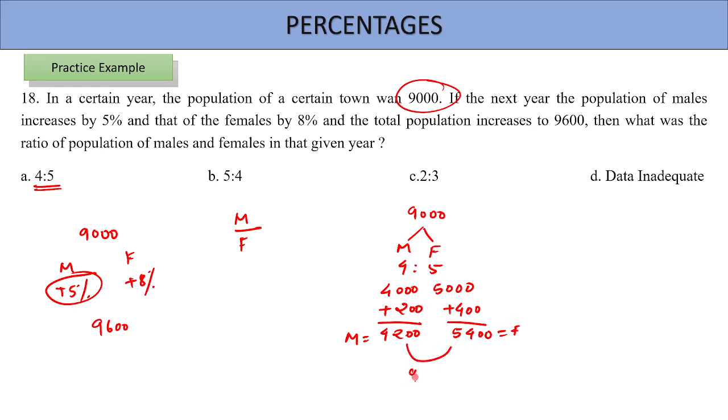This total is giving me 9600, which is as per the question. Hence, this option is correct. 4 is to 5. So you have to just try with the options and reach towards the answer. I hope this sum is also clear.